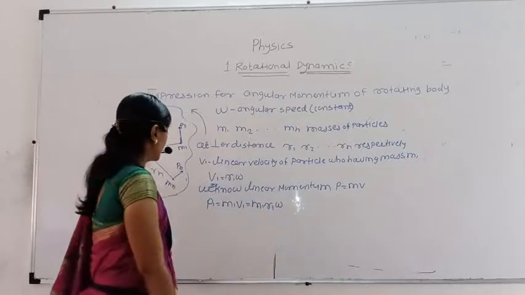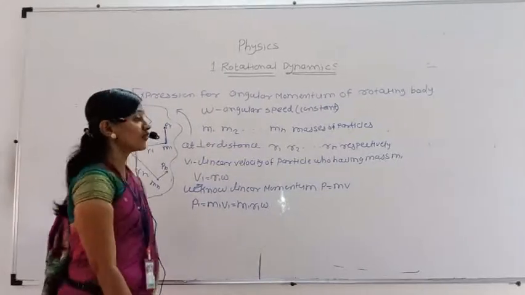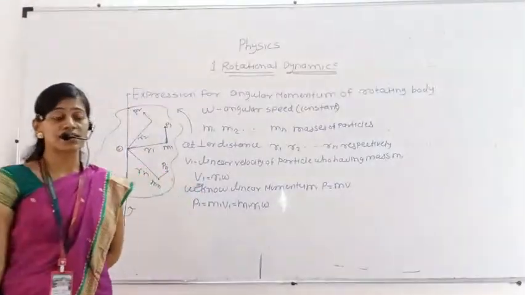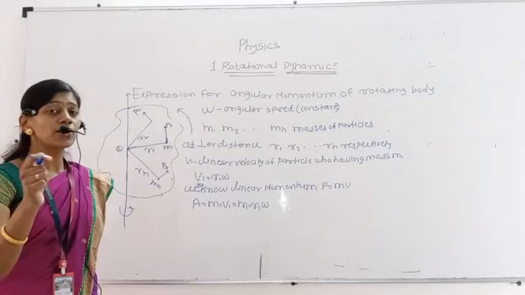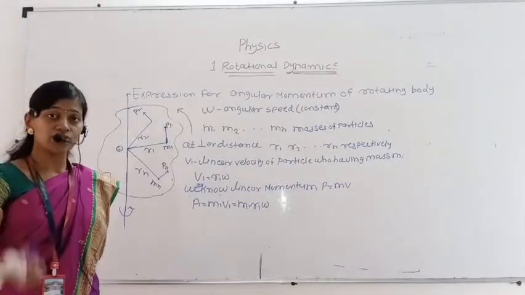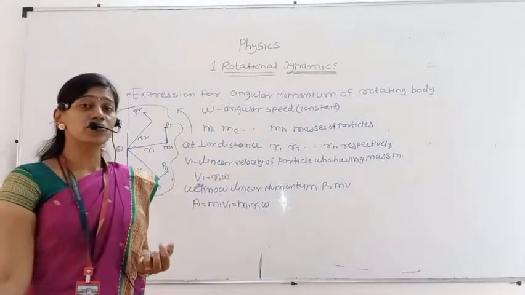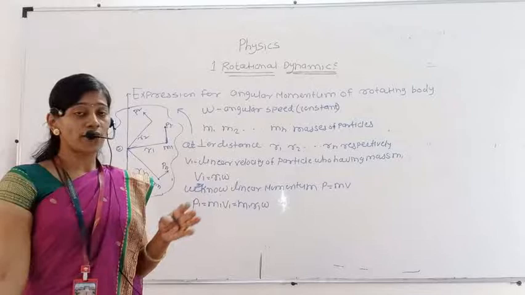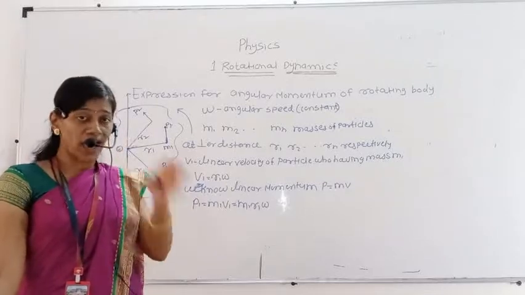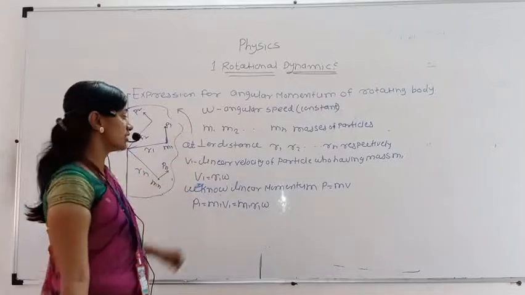This is the linear momentum of the first particle. We have to find the angular momentum of a rotating body, otherwise we can say we have to find the total angular momentum of a rotating body in terms of moment of inertia. To find the total angular momentum, we have to find the individual angular momentum first, then add them, and finally we will get the angular momentum of a rotating body.